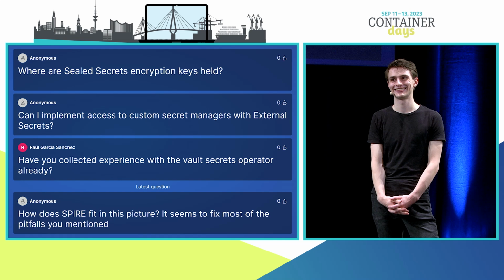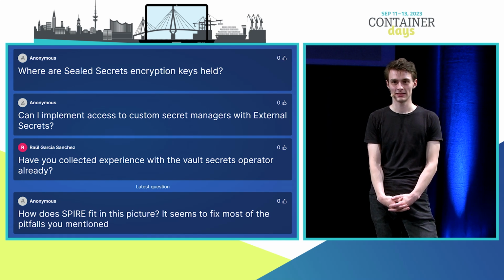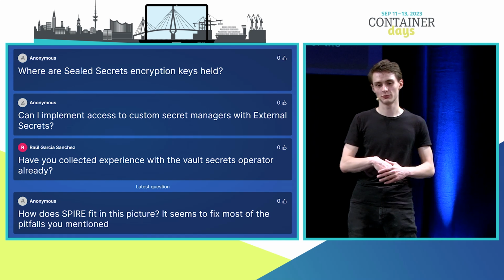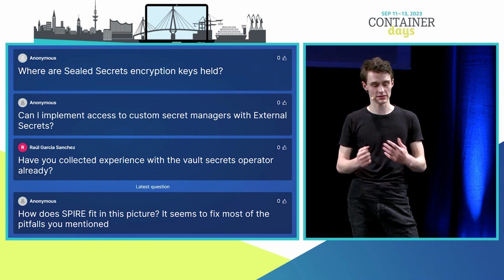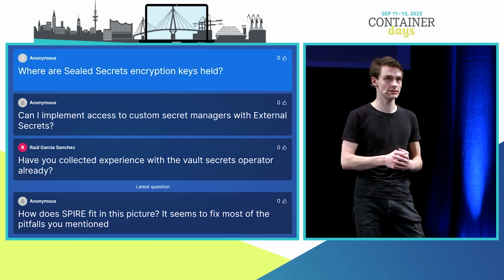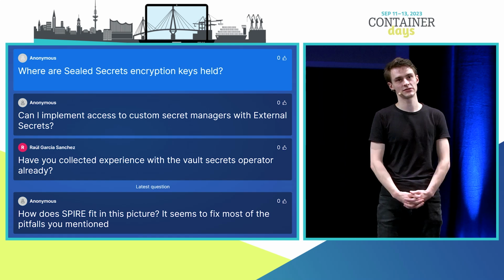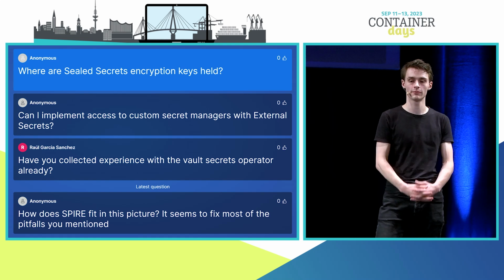Where are the field secrets encryption keys held? This is one for you. This is the thing I was talking about with the root of trust in your cluster. They're held in Kubernetes secret resources in the Bitnami sealed secrets namespace where it's deployed.